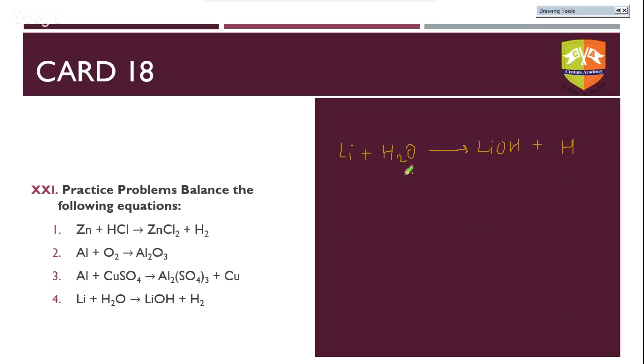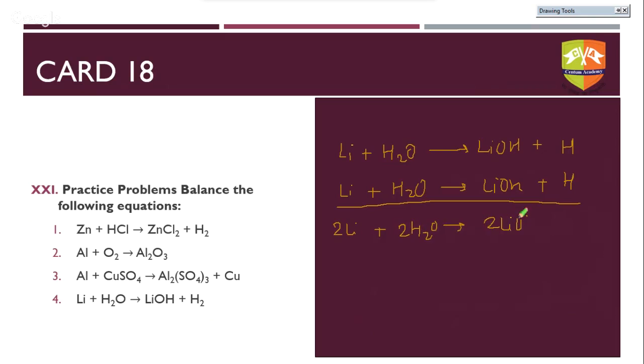Now I know that this hydrogen is the one that is forming H2. So I need one more hydrogen to come out. So maybe this reaction is happening twice. So I can write it one more time, saying that Li plus H2O gives LiOH plus another hydrogen. And then I can add them up to write this as twice Li plus twice H2O, giving twice LiOH plus H2 gas. Okay. So the last method is where we are writing this as partial reactions.